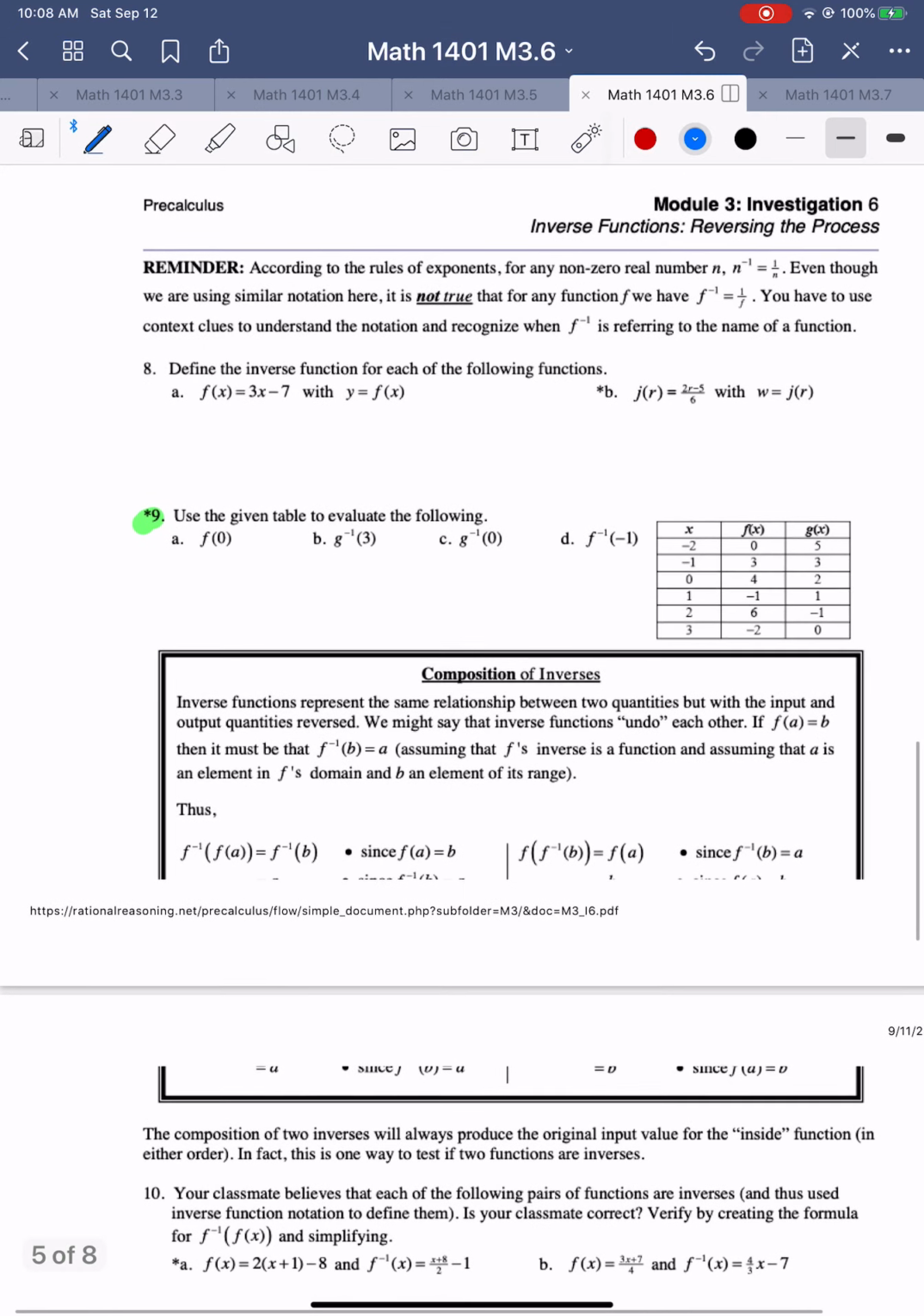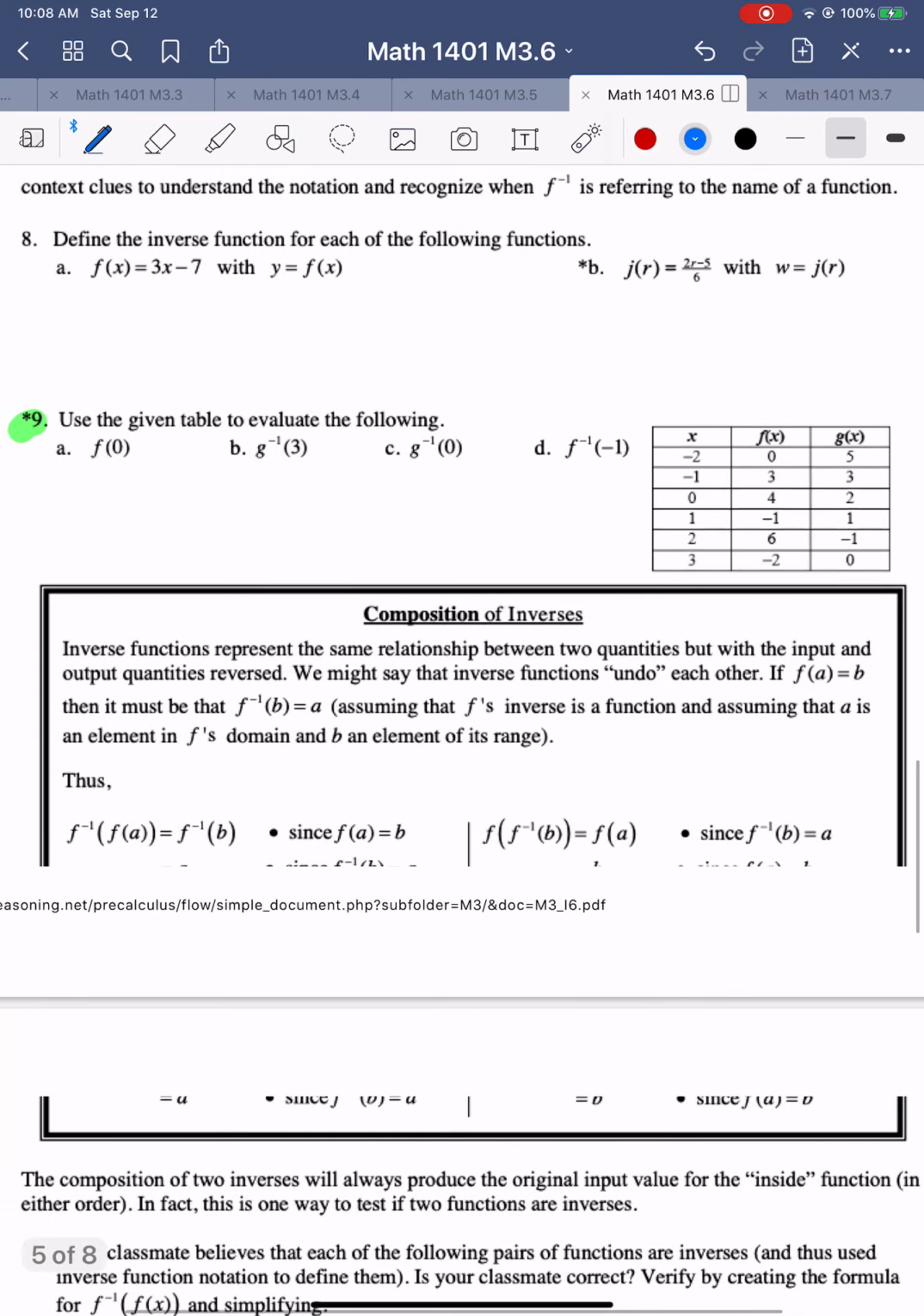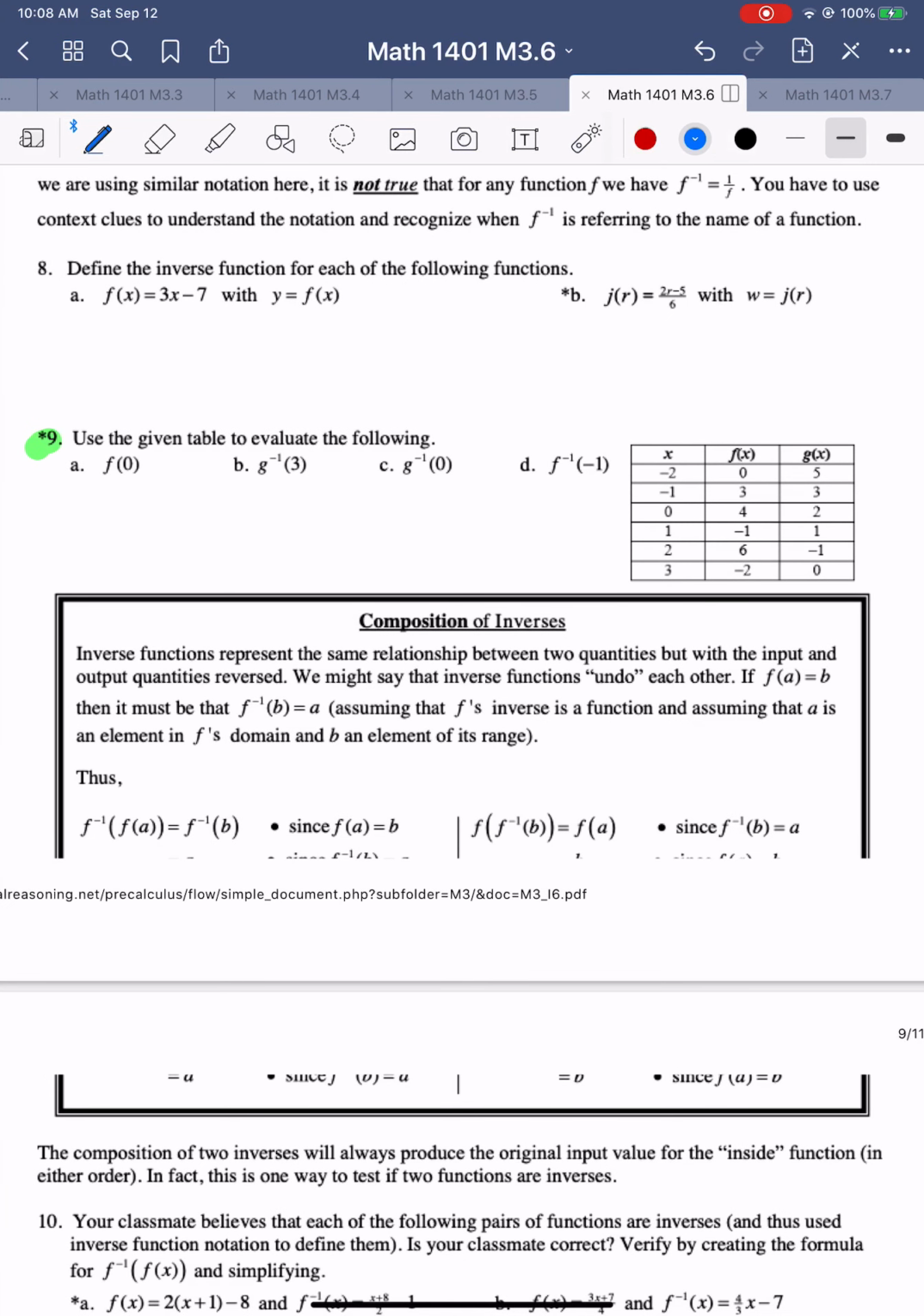So we already kind of did this problem earlier as number 9, okay? So the f of 0, so 0 is the input, isn't it? So you're looking for the output for the f function. So input is 0, output for the f function is 4. So this is just a 4.